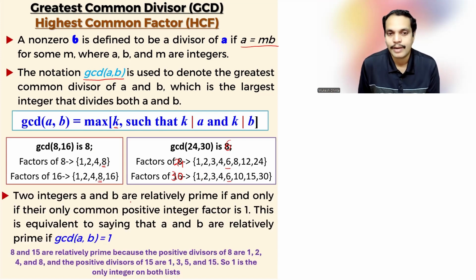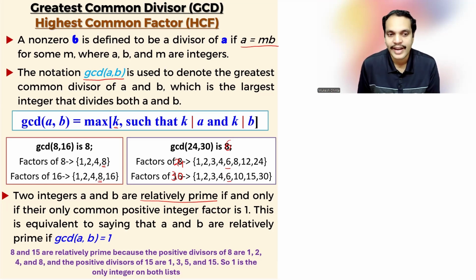Two integers A and B are relatively prime if and only if their common positive integer factor is 1. That means if there are no other common values in these two sets of factors except for 1, we call those two numbers relatively prime to each other. In other words, if GCD of A comma B is equal to 1, then A is relatively prime to B and vice versa.